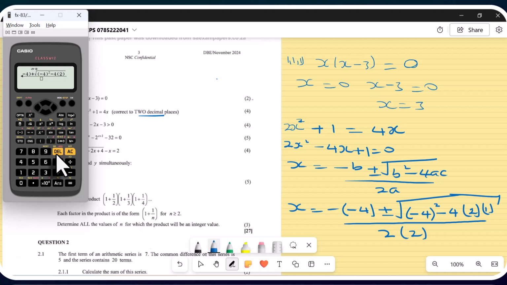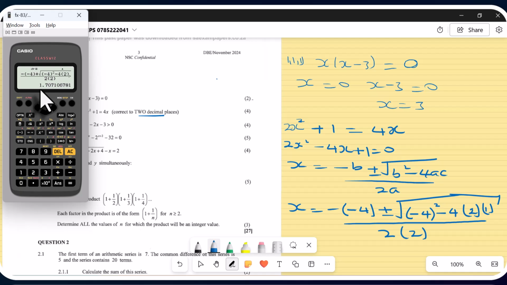Our c is positive 1 there, then divided by 2a, that is 2 brackets into 2 as well. Then you get your answer here. So our answer here is 2 plus root 2 over 2. But they want it to two decimal places, so you press the SD button here. And as you can see, it is 1,71. So the first answer is 1,71.